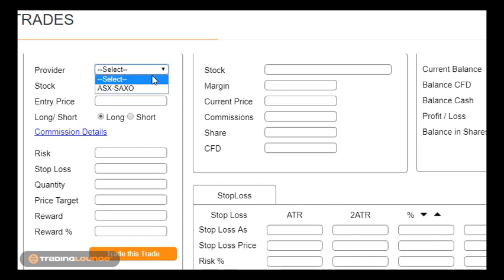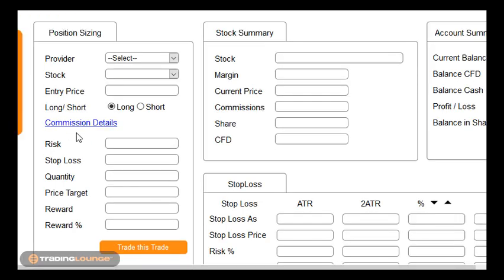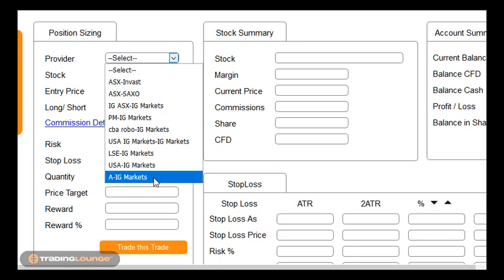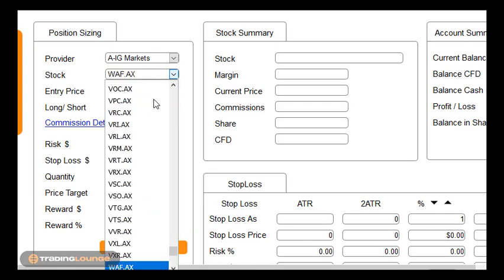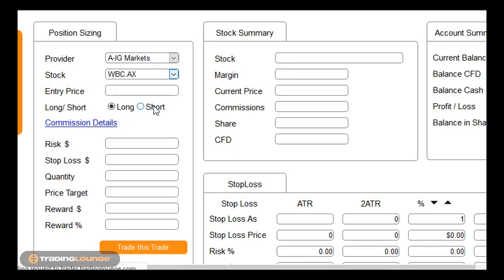Have to hold that for a second. Okay, I was just in another program, the admin side of this accounting program that we've got for CFDs. So here I just pick a provider. I think that stock was WBC, I'm not sure what it was trading at, but we want to put the entry price here at 25.63. We're looking to go short.